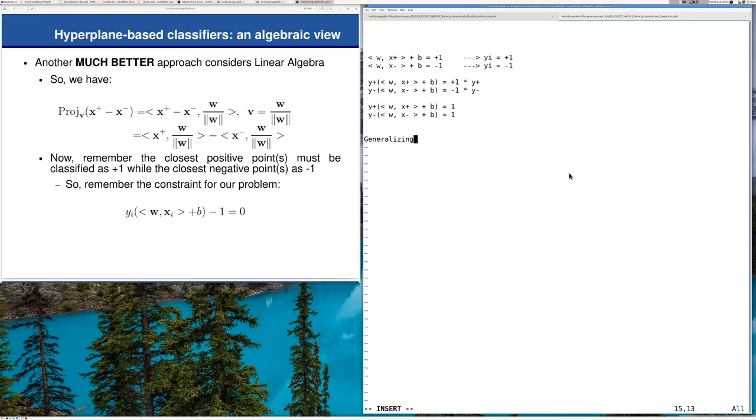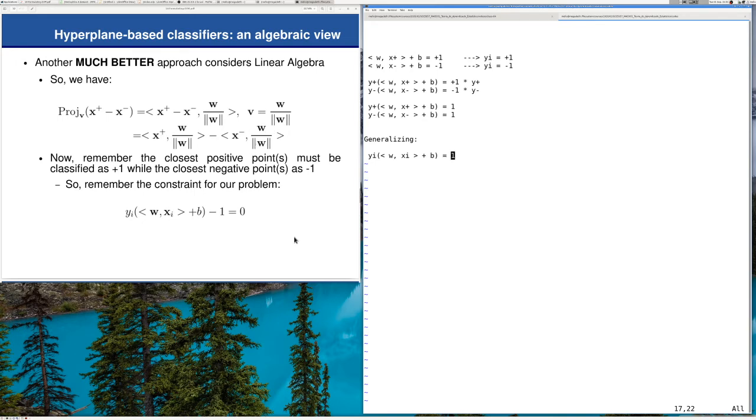Generalizing, I can tell you that it doesn't matter the class I have, it will be a class for any instance yi times the inner product of w by xi plus b will be equal to 1, like this. And what's quite interesting is that I can take advantage of this to solve this problem here.